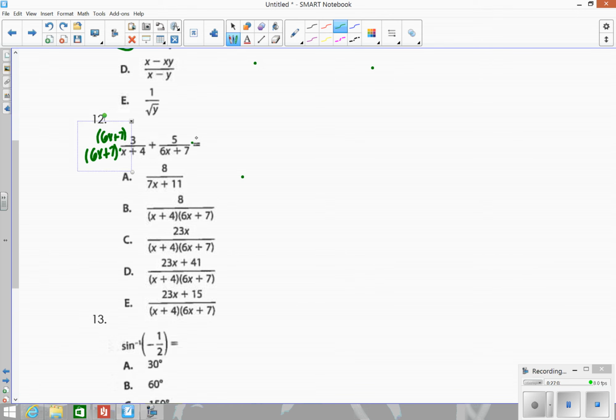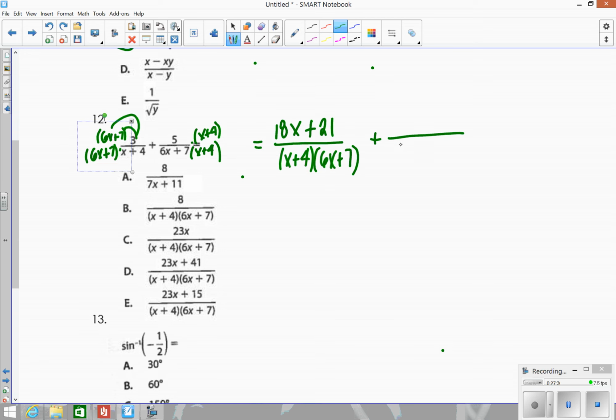And then on the other side here, I'm going to have to multiply this one by x plus 4 so that I can get my common denominator. So my common denominator is going to be x plus 4 times 6x plus 7. And then on top here, when I distribute this through, I'm going to have 18x plus 21. And then for the other fraction, I have my common denominator, x plus 4 times 6x plus 7. Distribute the 5 through, so you get 5x plus 20.